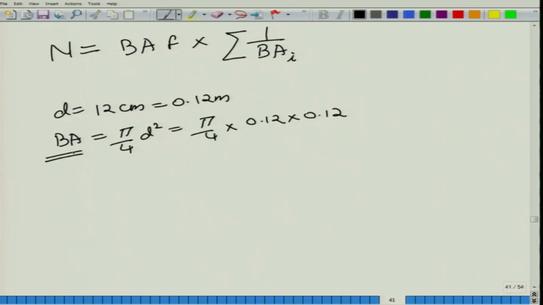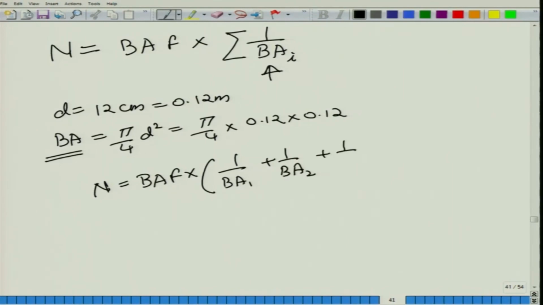Now, you need to take the inverse of that basal area and put it here, and then add up all the basal areas. So, in this case we will have n equal to the basal area factor times 1 by BA1 plus 1 by the basal area of the second tree plus 1 by BA3 plus so on till the 12th tree. Here BAF is given as 1.5.